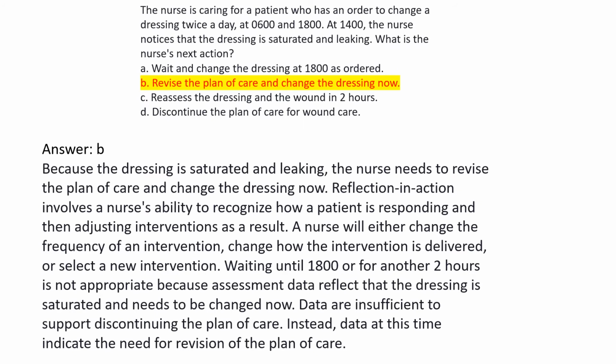a new intervention. Waiting until 1800 or for another 2 hours is not appropriate because assessment data reflect that the dressing is saturated and needs to be changed now. Data are insufficient to support discontinuing the plan of care. Instead, data at this time indicate the need for revision of the plan of care.